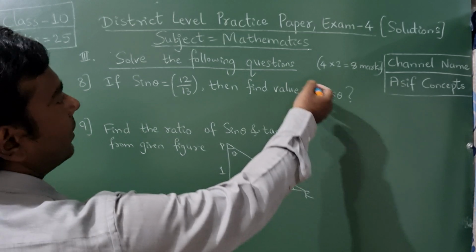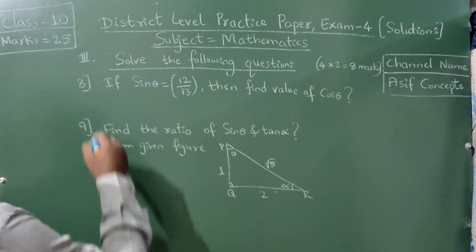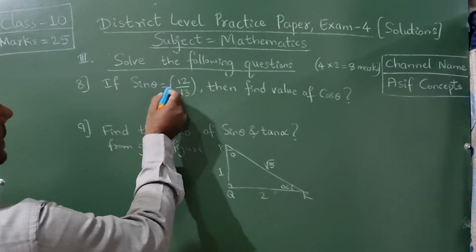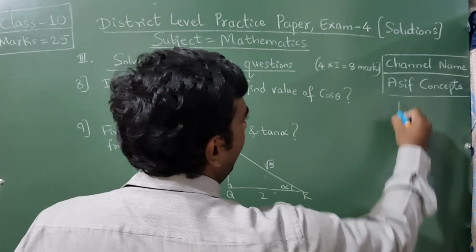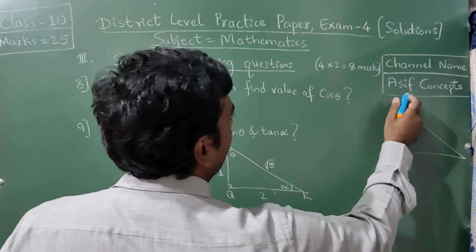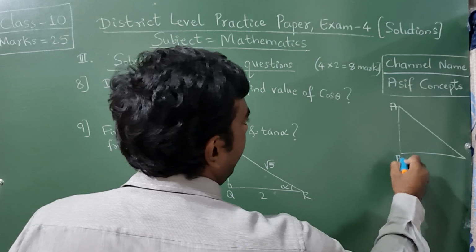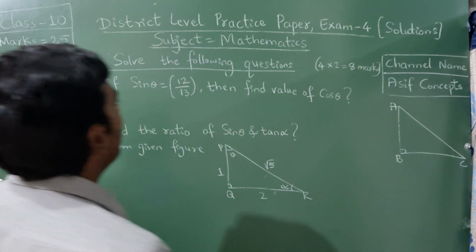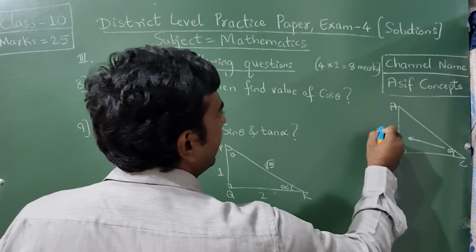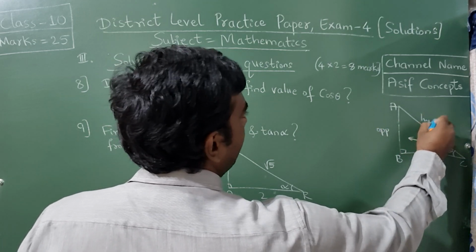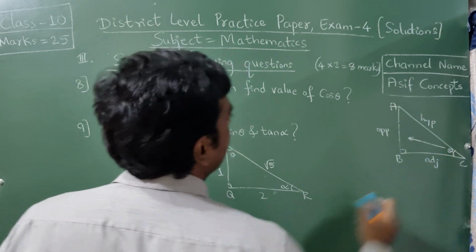Solve the following question. All these are 2 mark question. So 8th question is, if sin theta is equal to 12 by 13, then find the value of cos theta. So let me draw a triangle first and I'll name it as ABC. Okay, I'll consider this as a theta. So this will become opposite side, hypotenuse and adjacent side.